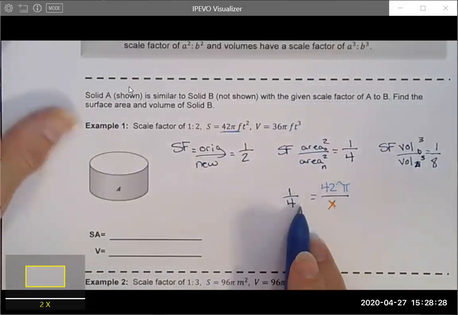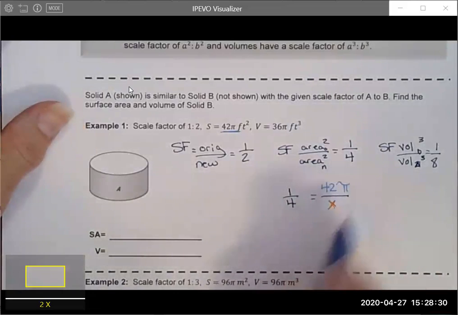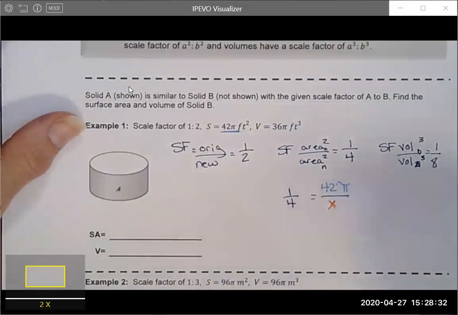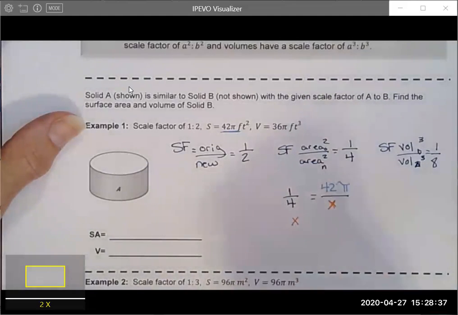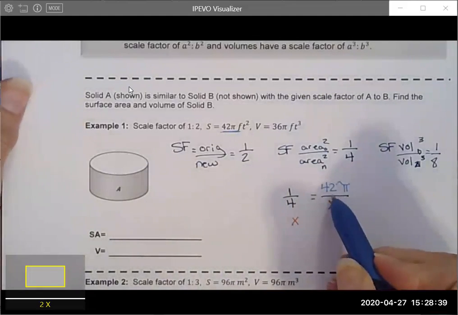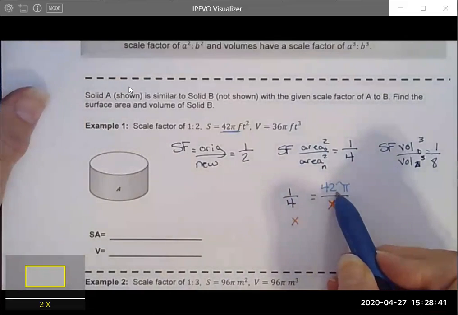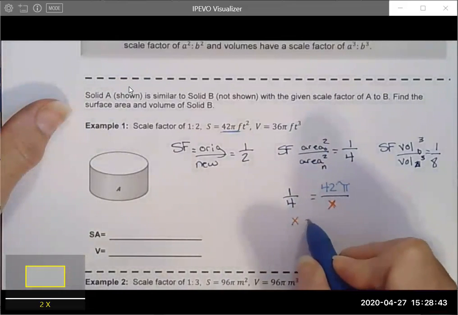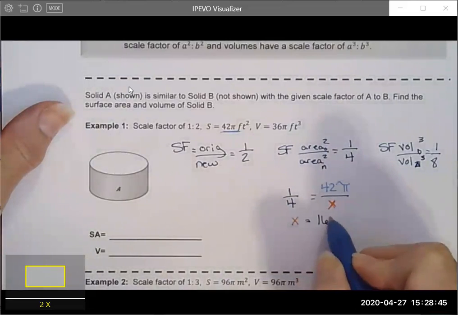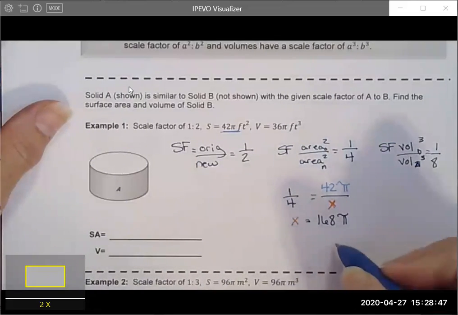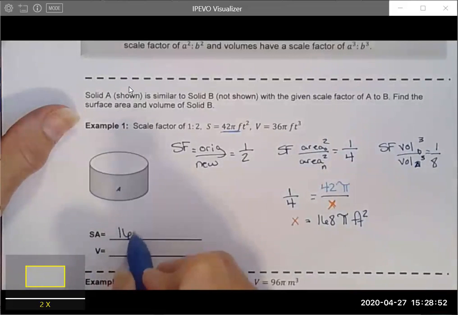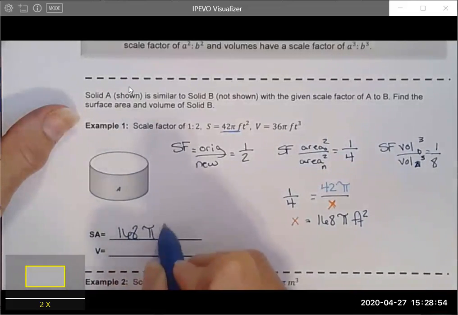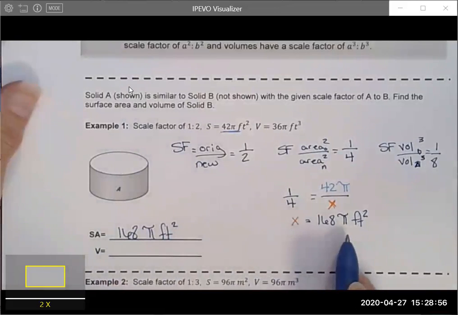So if I use cross multiplication, however you choose to solve this, what I end up with is a new area that is equal to, as we described, 4 times my original area, which in this particular case is going to be 168 pi feet squared.